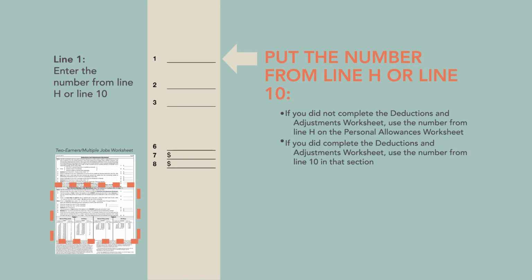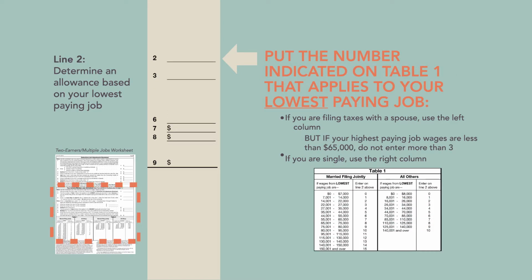Begin the 2 earners multiple jobs worksheet by writing on line 1 either the number from line H on the previous page or line 10 above. On line 2, write the number indicated on table 1 that applies to your lowest paying job. If you are filing taxes with a spouse, use the left column and do not enter more than 3 if your highest paying job wages are less than $65,000. If you are single, use the right column.